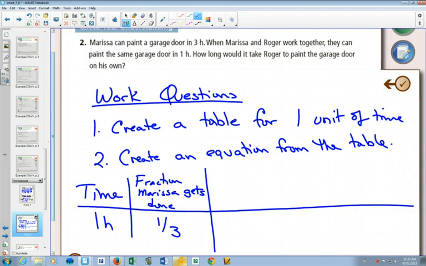Next person is Roger. I'll just make this a little bit shorter. I'm going to just call it Roger's fraction. Do we know how long it takes Roger to get it done? No. So we introduce a variable. We don't know how long it takes Roger to get the whole thing done. I'll call the variable t for time, because that's what we want to figure out, how long it would take Roger to get done. So his fraction will be 1 over t.